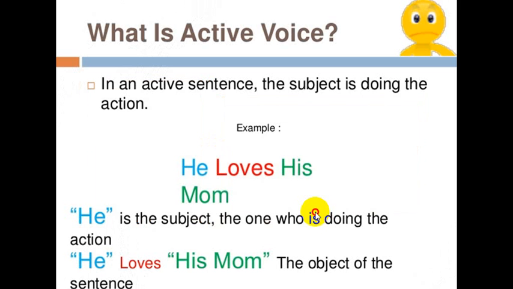So, let us know first what is the active voice. In an active sentence, the subject is doing the action. Look at the example. He loves his mom. He is the subject, the one who is doing the action. His mom is the object of the sentence. So, he loves his mom. He is the subject. His mom is the object.